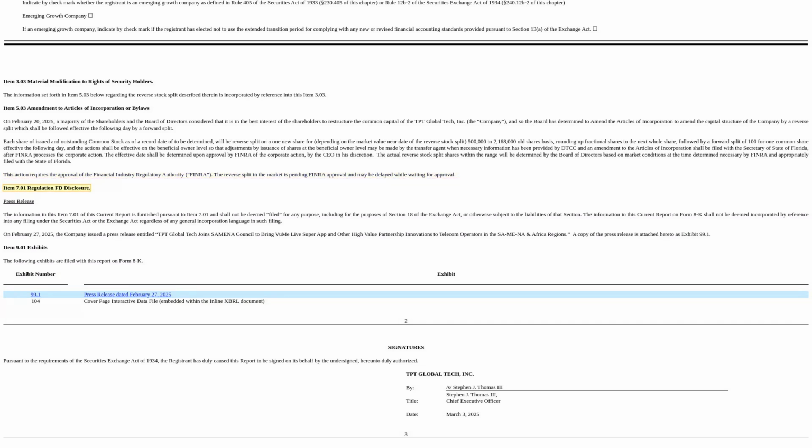Let's move to Regulation FD disclosure. This is to ensure that all investors have equal access to information. The company releases a press statement to give all the relevant details so that no one has any advantage. TPT Global Tech issued a press release about joining the SAMENA Council. The goal? To bring their Vumi Live Super App and other innovations to telecom operators in the SAMENA, which includes South Asia, the Middle East, North Africa, and Africa regions. If you want to read the full press release, it is linked in the exhibit.